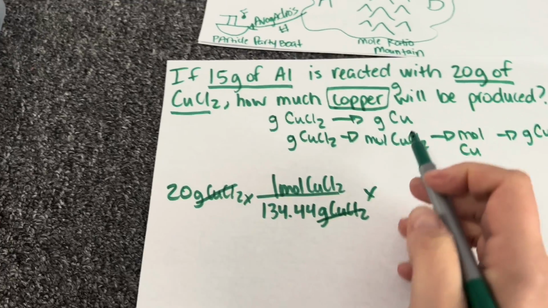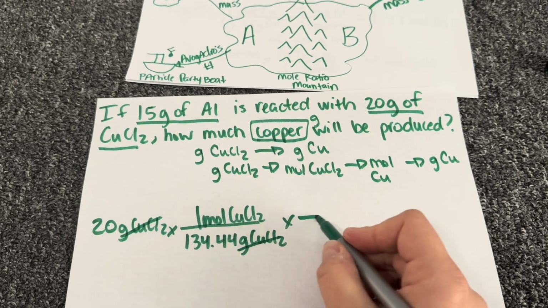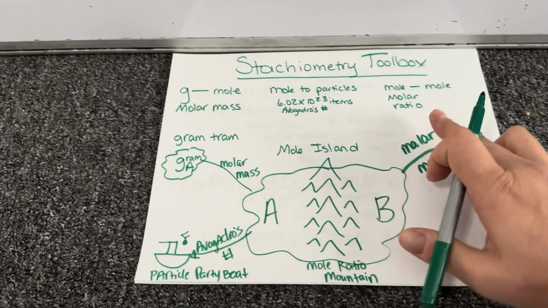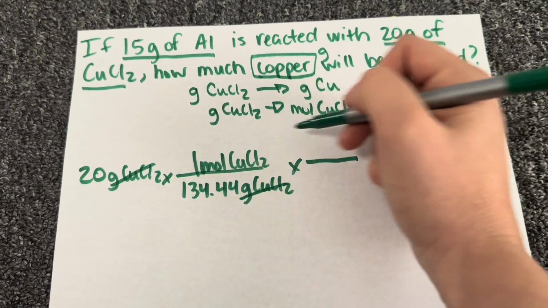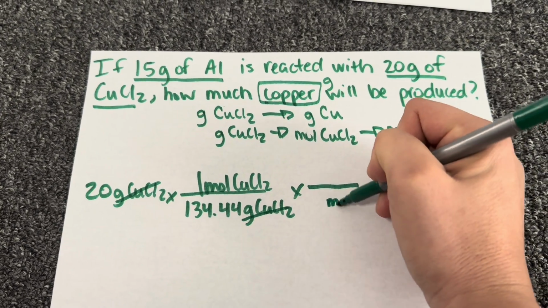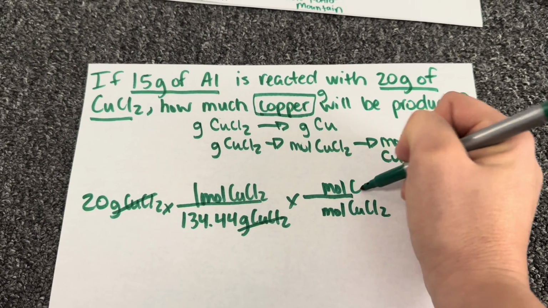So now, my next step is to go from moles of copper chloride to moles of copper. And if I'm looking at my picture, I've got to cross over mole ratio mountain. Mole to mole is my mole ratio. I get that from my balanced chemical equation. My moles of copper chloride is what I'm in now. It's what I want to cancel, so it has to show up on the bottom. And my moles of copper is what wants to go on the top.